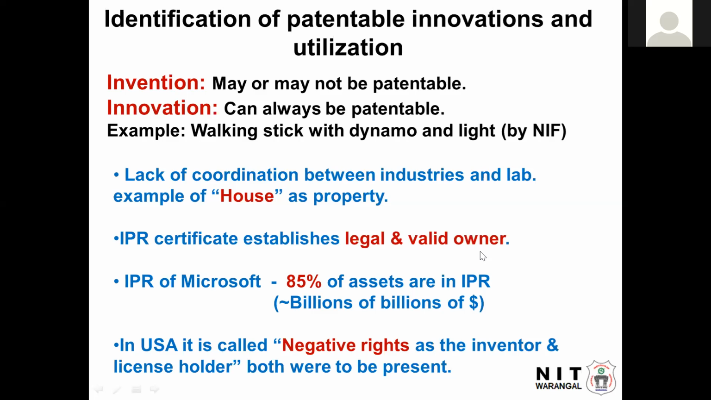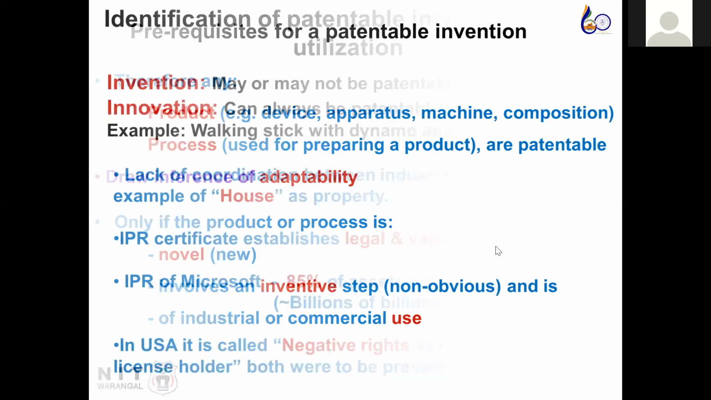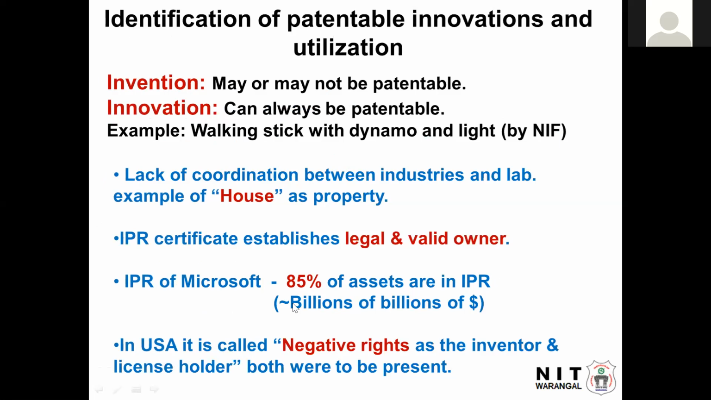The owner is different. Okay, and you know all this IP, Microsoft and all these people, about 85% of their assets they put on IPR just to protect, because it's a $1 billion company and they don't want to lose their shares. So all types of design, patent, copyright, everything they take. 85% of their revenue they put on IPR just to safeguard.